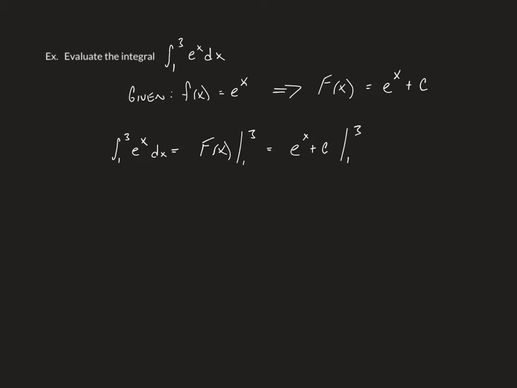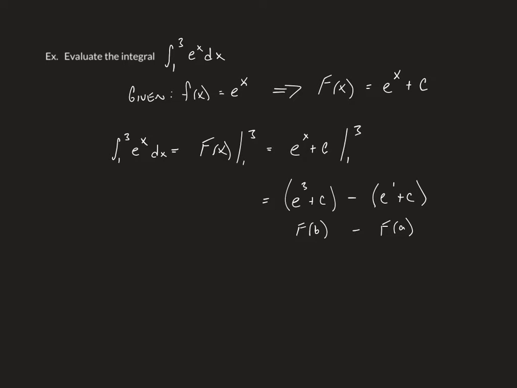All right. And so now what this means is I'm going to plug in a 3, and I'm going to plug in a 1, and I'm going to subtract those two results. So this is going to be e to the 3 plus c, and remember that's sort of like my F of b, minus e to the 1 plus c, and that's like my F of a.